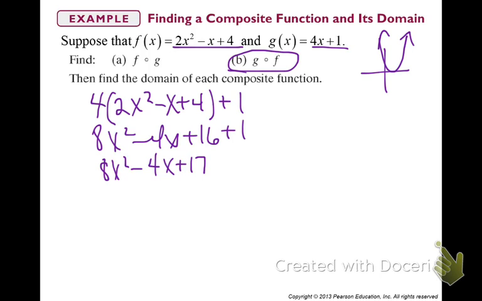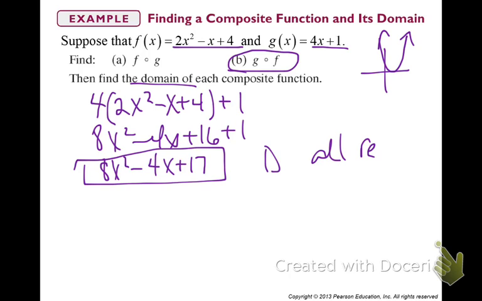So we started with no restrictions on either of these. What did we end up with? What's the parent of what we ended up with? Quadratic. So again, our composite is a quadratic. So are there any domain restrictions on your quadratic? No, again, not. So we would say that the domain would be all reals. Okay.